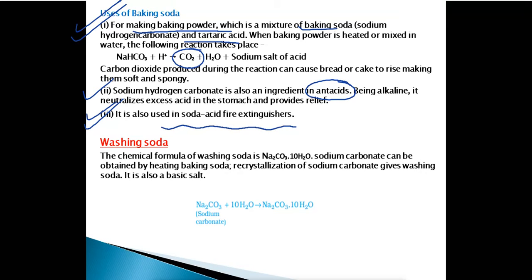The first point you can write: baking soda is used for making baking powder. Second use: baking soda is used in many food items like cakes and breads, which make them soft and spongy. Third use: sodium baking soda is used as an antacid. And the fourth use you can remember is that it is used in soda acid fire extinguisher.